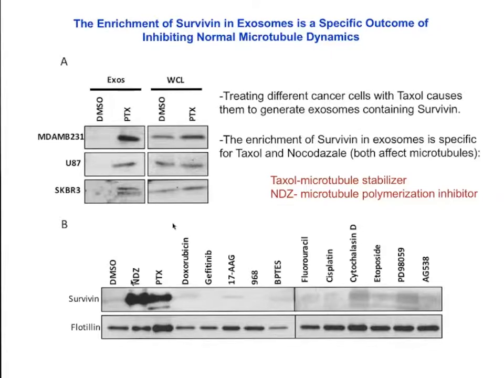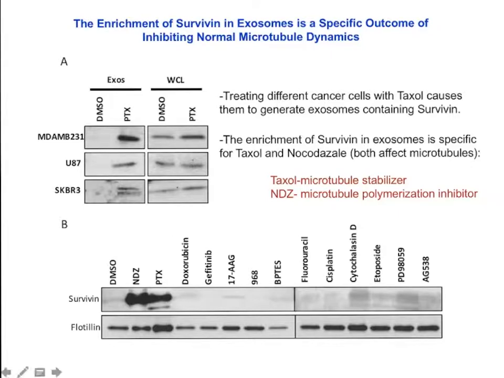Now, the one inhibitor that we tested that actually caused an enrichment of survivin in the exosomes is called nocodazole. You can see it enriches survivin in the exosomes just as much as Taxol. And what's so interesting about that finding is nocodazole is another drug that interferes with normal microtubule dynamics. So now we have two different drugs that specifically target microtubule dynamics and inhibit it, and they both cause this enrichment of survivin in the exosomes.